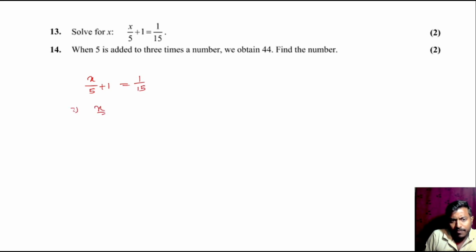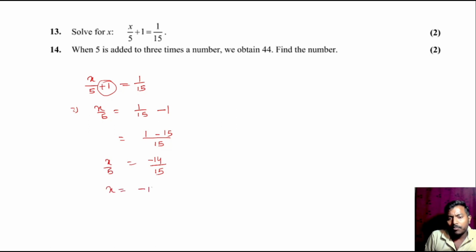So x by 5 is equal to 1 by 15 minus 1, because the plus 1 on the left side, when it goes to the right side, becomes minus. So take the LCM, that is 15: 1 minus 15, that is minus 14 divided by 15, equals x by 5. So x equal to minus 14 by 15 into 5 by 1. 5 goes 3 times, so minus 14 divided by 3 is the correct answer. Clear? Next, question number 14.